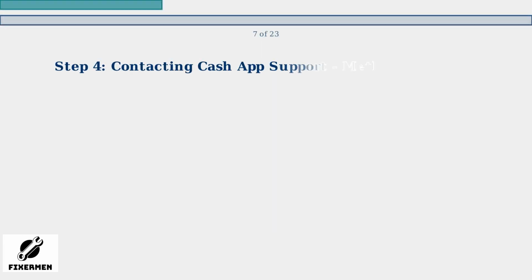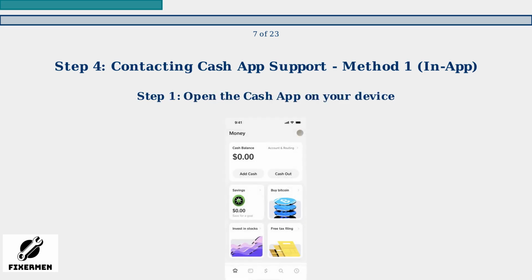The first method to contact Cash App support is directly through the app itself. This is often the quickest way to get help with your account restrictions. First, open the Cash App on your smartphone or tablet. You'll see your account balance and available options on the home screen. Tap the profile icon, which looks like a person silhouette, located in the top right corner of the screen.